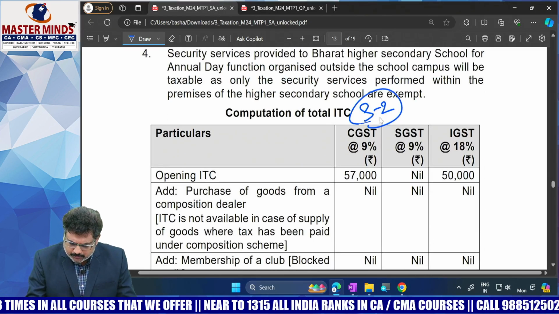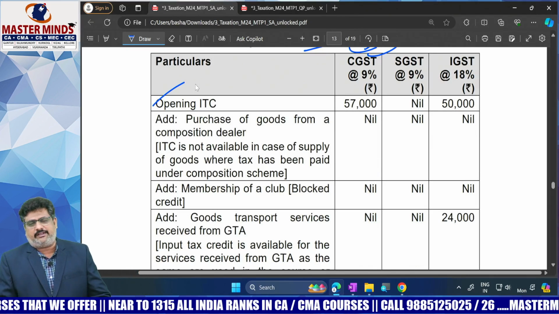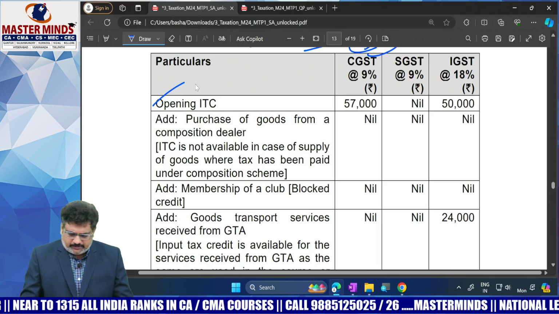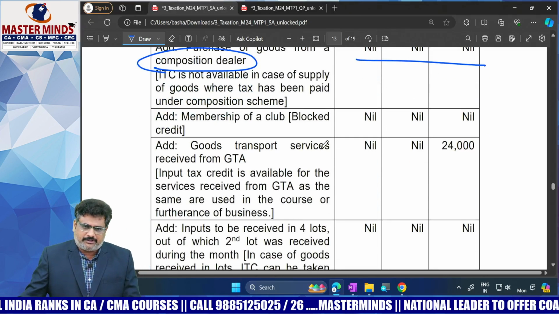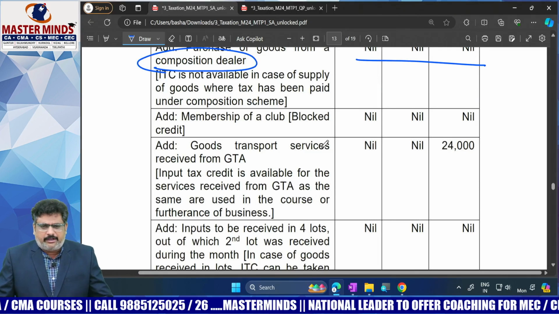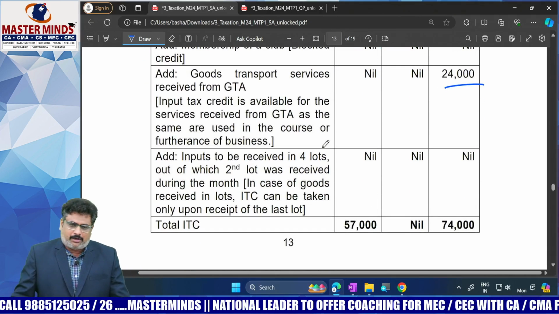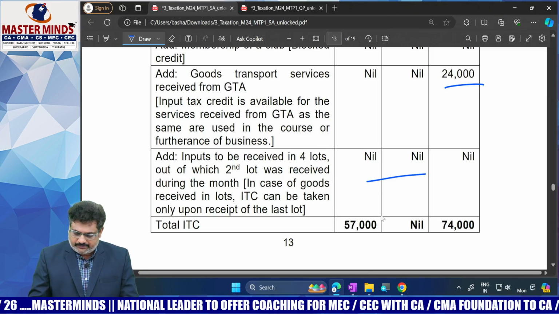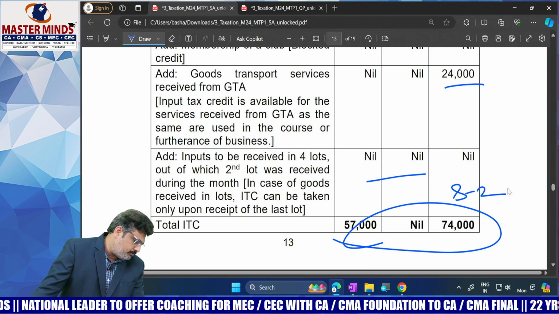See this. Step 2, computation of ITC. For opening ITC and any purchases related ITC, if it is eligible, it is to be added; ineligible we should ignore. See, purchase of goods from a composition dealer, no ITC, because the tax will not be collected. Membership of a club, blocked credit, no ITC. GTA, ITC is allowed. And inputs received in lots, but only the second one, you can claim the ITC upon the receipt of the last one. Therefore, no ITC. This is step 2. What is step 3? Step 1 minus step 2. Okay.